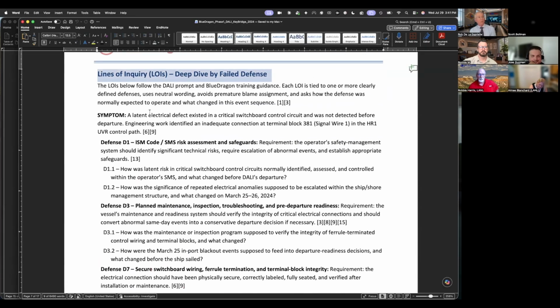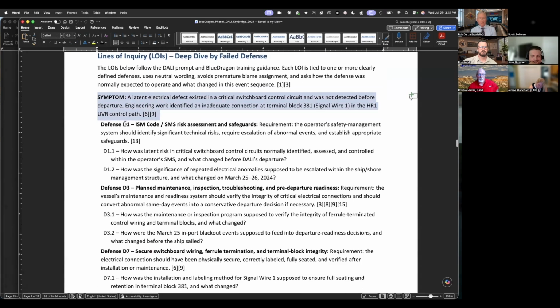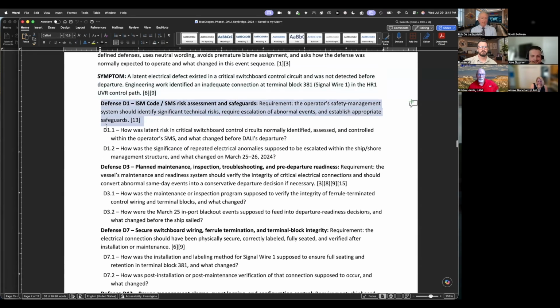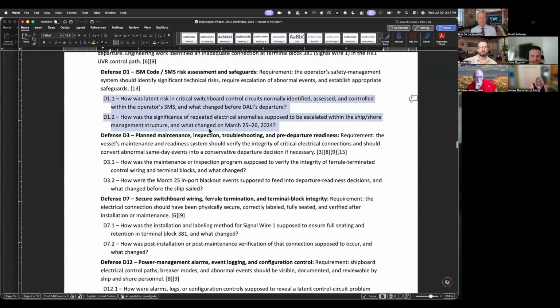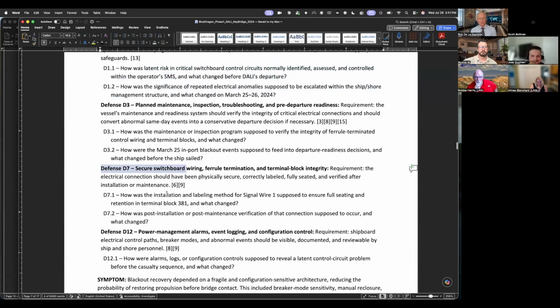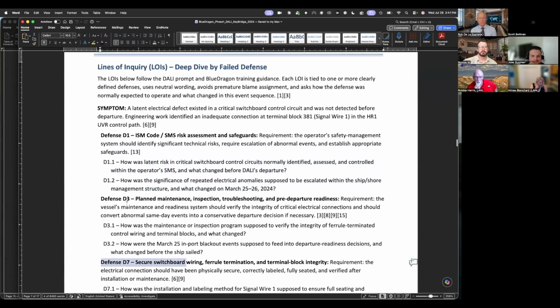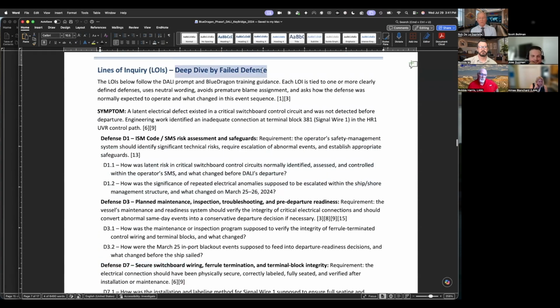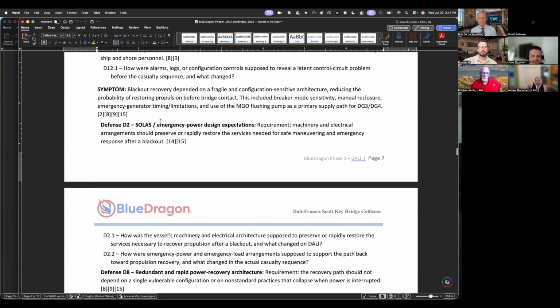Okay. So now comes the final output. These are the lines of inquiry and how I wanted them. Here's my system, which goes into the yellow post-it. Here's my defense that I typically put in a blue post-it. And here's D1.1 and D1.2 that I put into my tan post-its. Here's defense number 3, defense number 7, defense number 12. So these are grouped by failed defense, right?